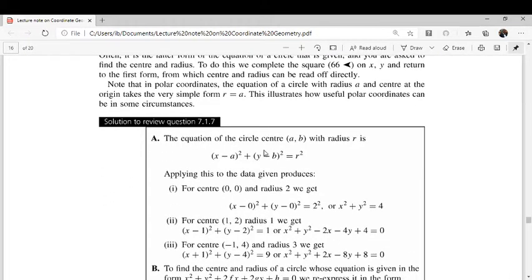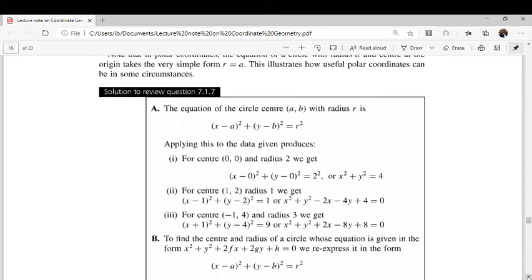Now, this is the equation of a circle. This is a circle with center A, B. The center, you already know a center. The coordinate at the center is A, B with radius R. This is how we got this. Now you want to apply it here. If your center is 0, 0 and the radius is R, the equation of the circle will be this. You substitute this 0, 0, you have this.